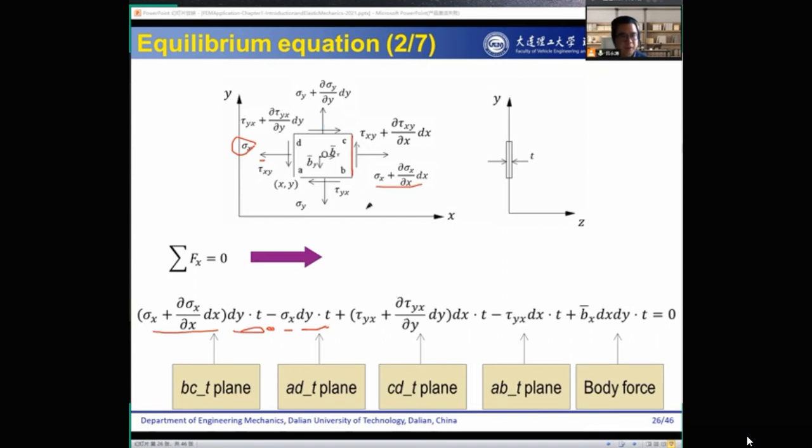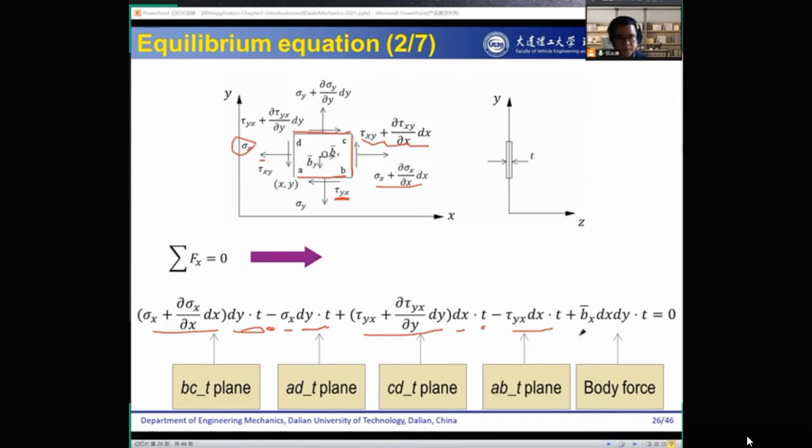Okay, then we have this shear stress. This shear stress is along the positive direction of x. That's why we have the plus. And how about the area? This shear stress acts on this surface, and the area of this surface is dx times t. Okay, and then we have this shear stress, which is in the negative direction of x, so we have the minus.